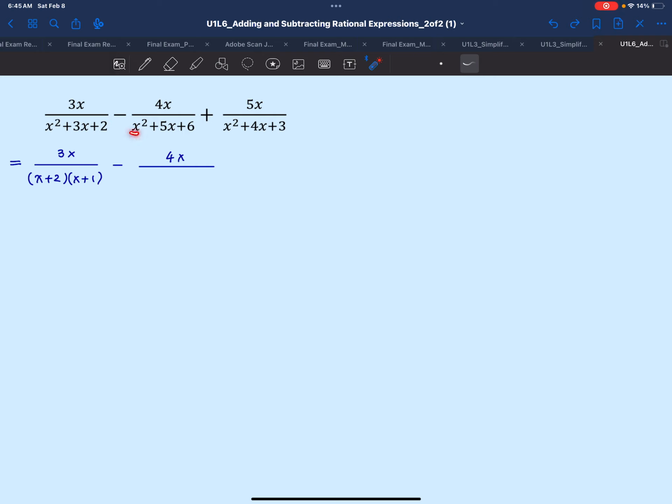Remember, this is a simple trinomial to factor: x squared plus 5x plus 6. So two numbers that multiply to positive 6, and in the meantime, add to positive 5.